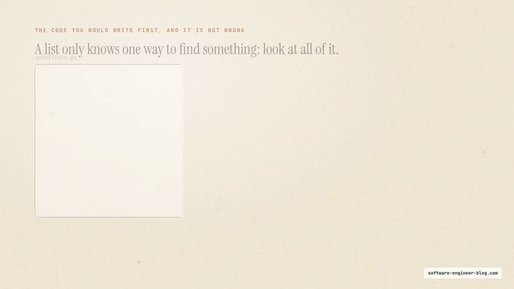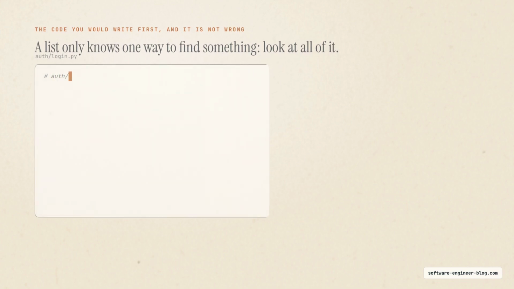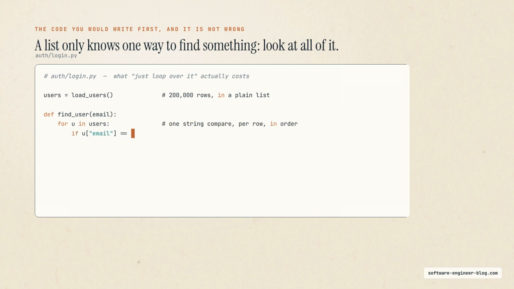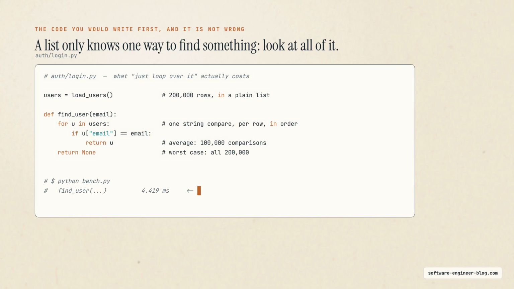Let's look at real code, starting with the version you would write first. Load the users into a list. Find user then loops over that list, comparing one email per row until it matches. On average, that is 100,000 comparisons, and in the worst case, all 200,000.